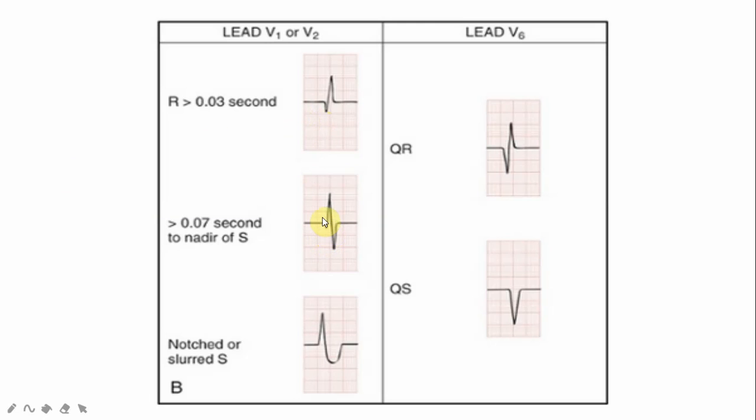First of all, if the R wave, from the beginning of the R wave to the end of the R wave, is more than 30 milliseconds, which is almost like a smaller square, highly likely to be VT. Then you look from the beginning of the R wave to the nadir of the S wave, if it is more than 70 milliseconds, which is about 1.7 smaller squares, this is supposed to be VT. And if there is a bit of notching in the S wave, this is supposed to be a VT. This is the Josephson sign.